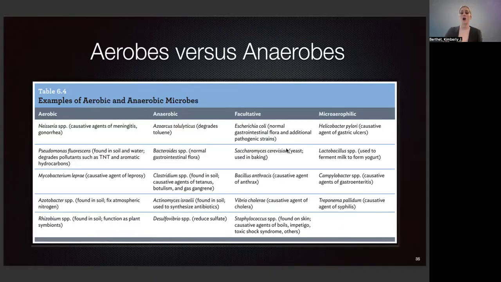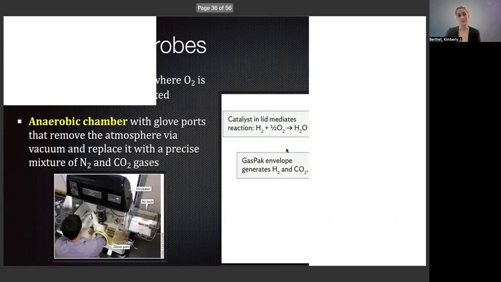Okay, aerobes versus anaerobes. Here's just another chart of information of microorganisms that fall into these categories that you can take a look at later.